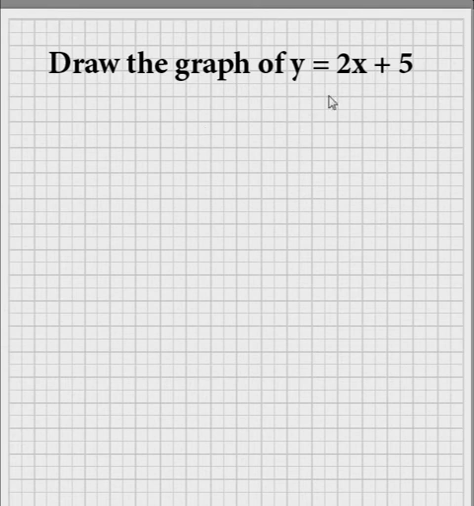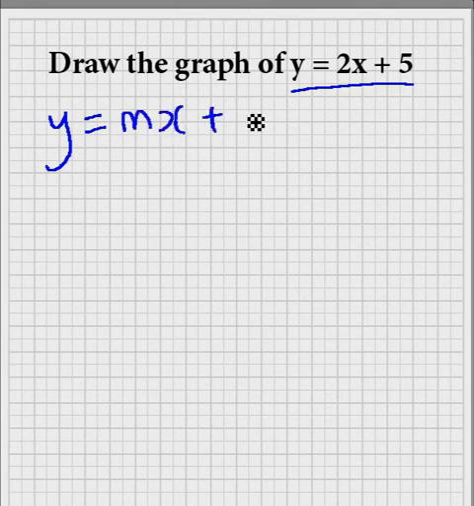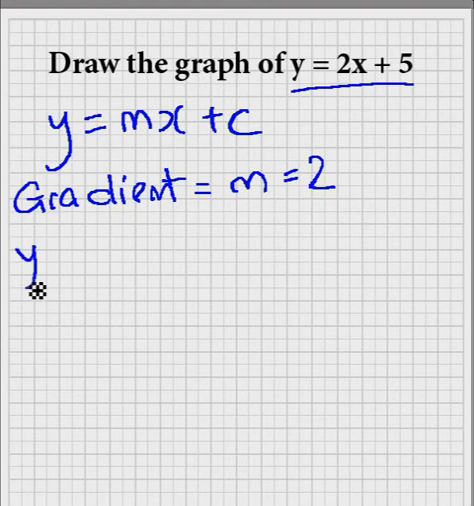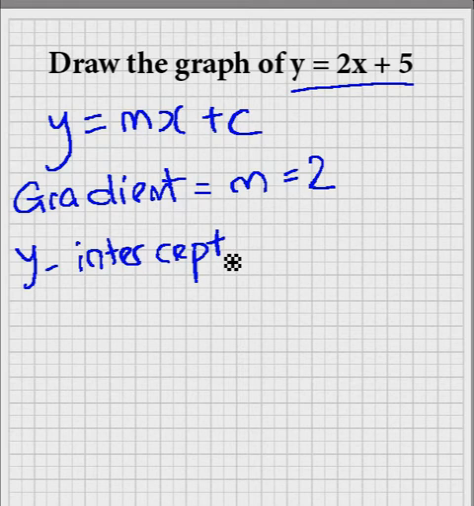Hi, today we'll draw a straight line graph y equals 2x plus 5. Before we begin, let's refer to our straight line equation y equals mx plus c. If we compare the two equations, we know that the gradient m is equal to 2 and the y-intercept is equal to c, or 5.